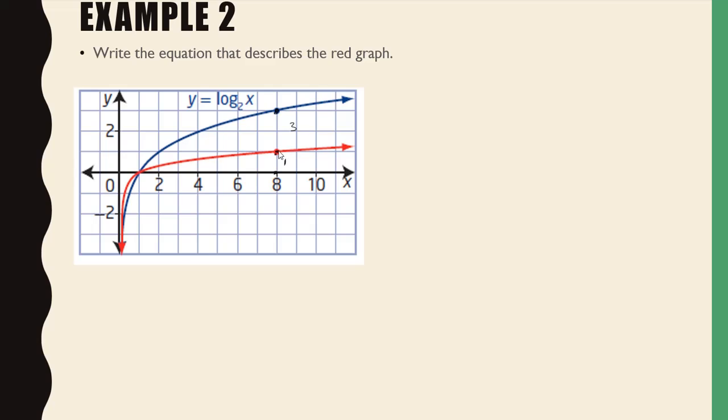Now the red is our new graph, so the other way of saying that is the red is 1/3 as big. Now with vertical stretches we don't have to reciprocate. It doesn't appear that there's any other reflections or anything. So then we're just going to have y equals 1/3 log base 2 of x.